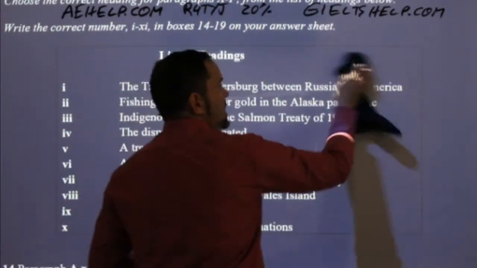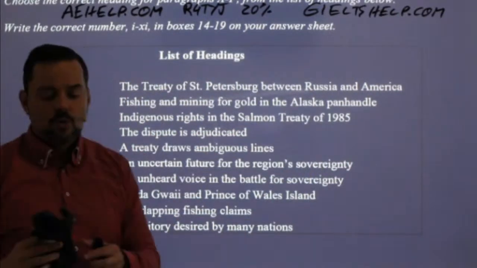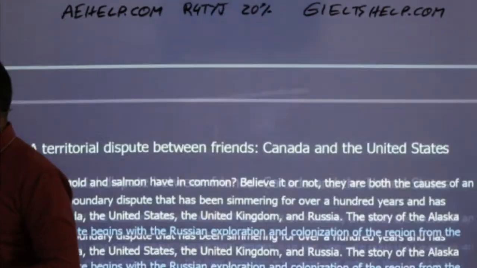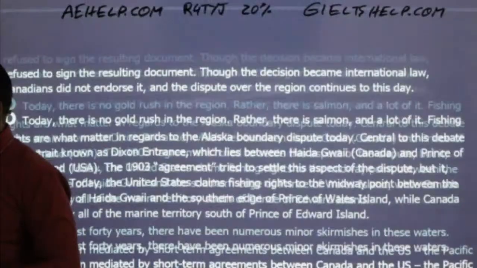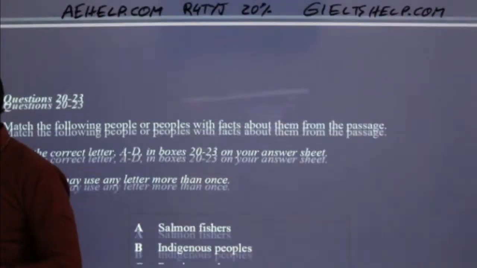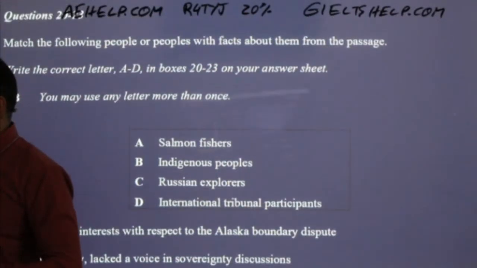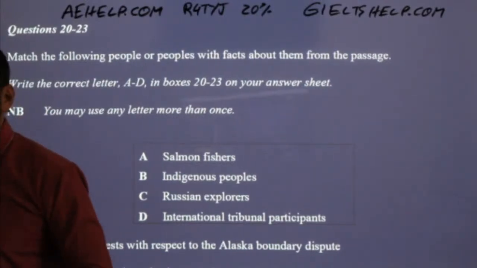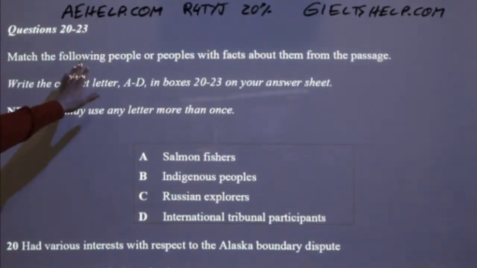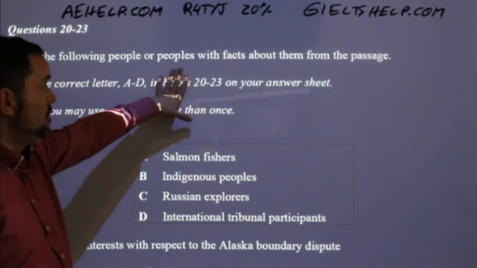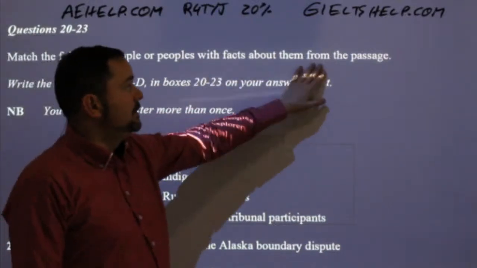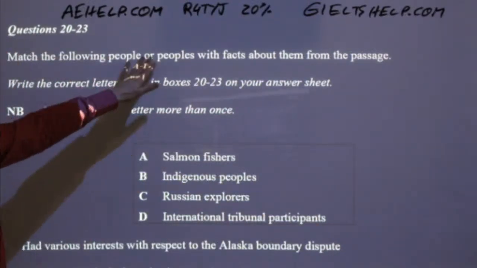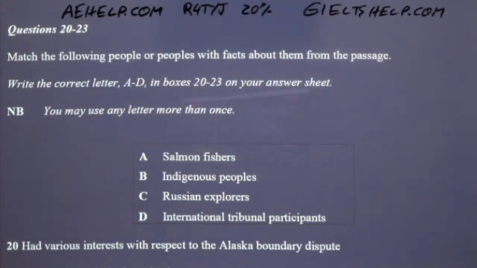Okay, and then before I start reading, I quickly look to see if there are any other questions in this passage that can help me. So I go to the end of the passage, and here I have this kind of question: Match the following people or peoples with facts about them from the passage. So I'm matching peoples with some kind of facts, okay?